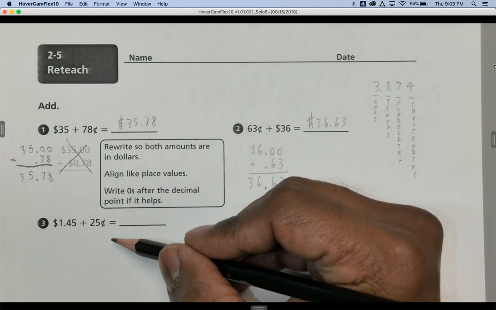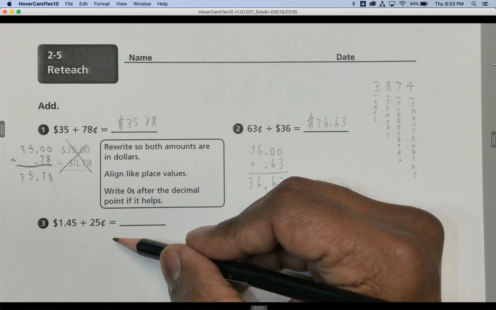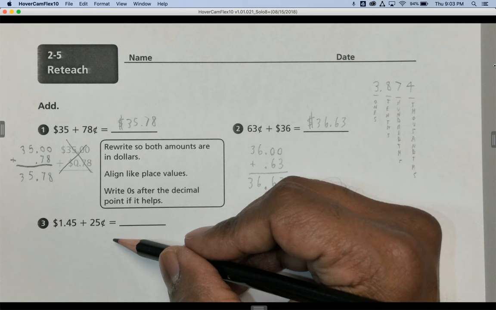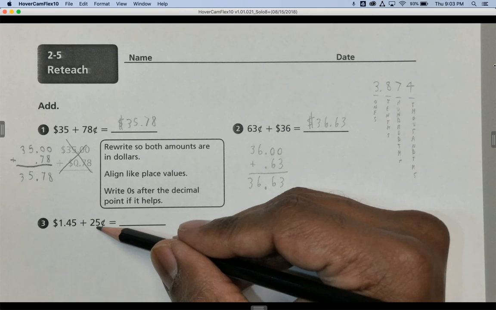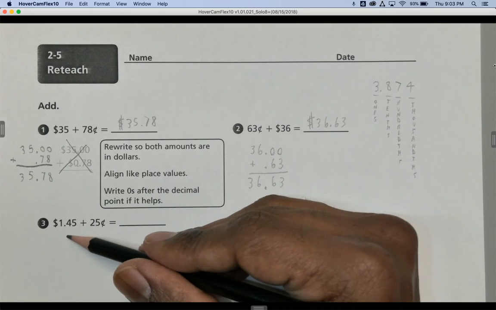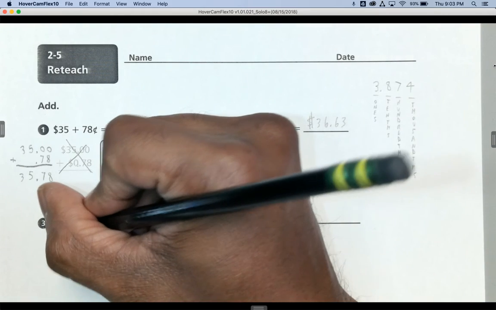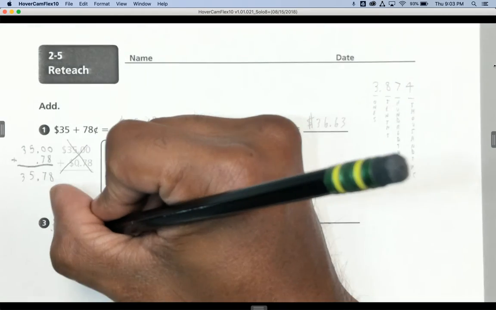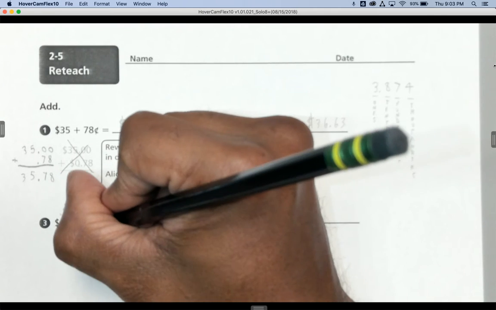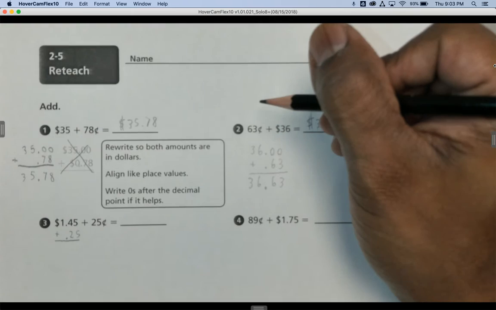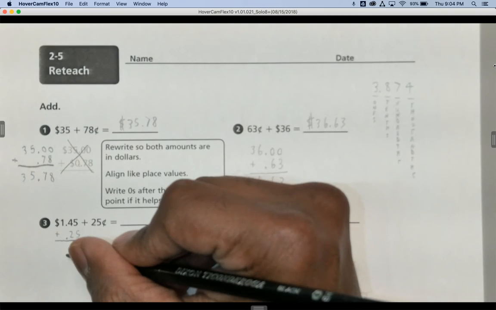Number 3, $1.45 plus 25 cents. All right, this one's looking a little bit more interesting. What I'm going to do here is copy the 25 cents right underneath. Line up the decimal point. Line up the 4 and the 2 together in the tens place. Line up the 5 and 5 together in the hundreds place. Insert a decimal point right where it lies.